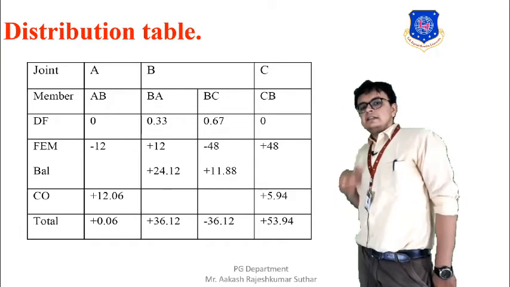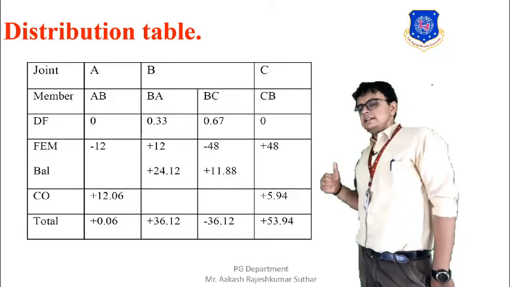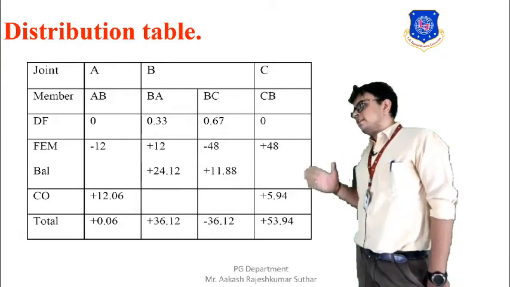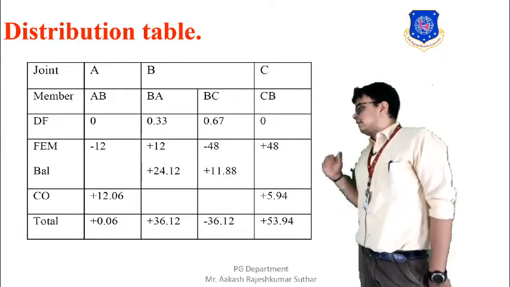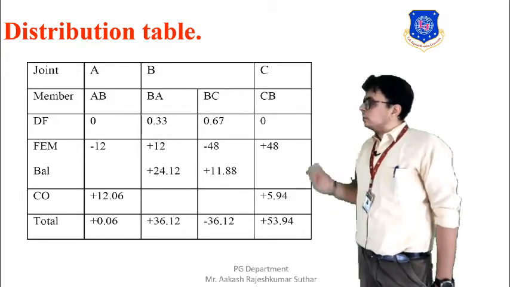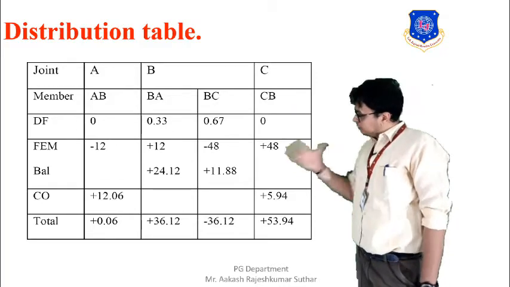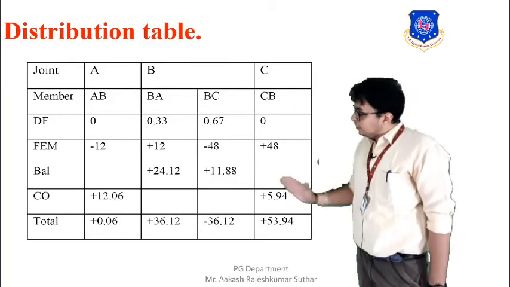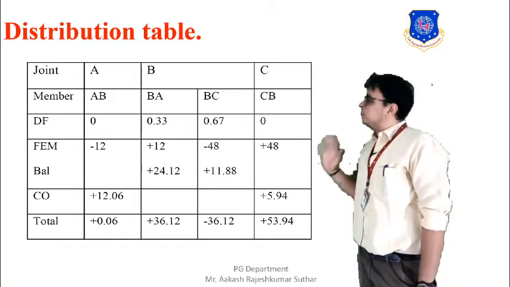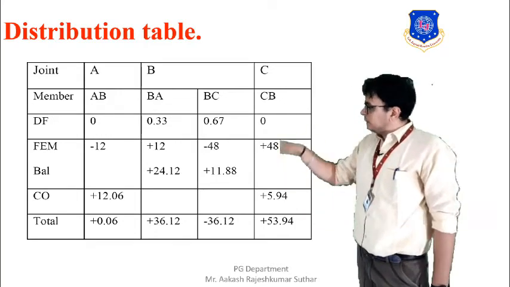After that it's time for BC. So for BC we have to calculate, and finally we are getting minus 36.12 kilonewton. Particularly at joint B, for BA we are getting 36.12 kilonewton meter and for BC we are getting minus 36.12 kilonewton meter.